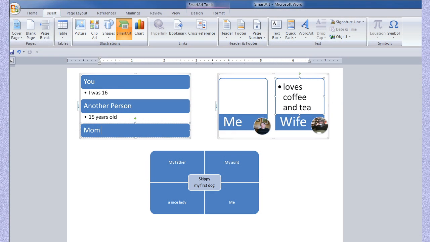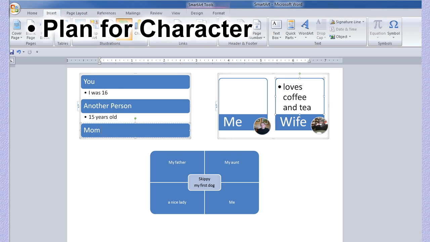There are 3 important parts to planning a narrative. I'll give you an example of each one. First, a narrative writer must plan for character, the who part of a story. Who are the characters in your personal narrative? There are 4 characters, 4 people in my personal narrative.